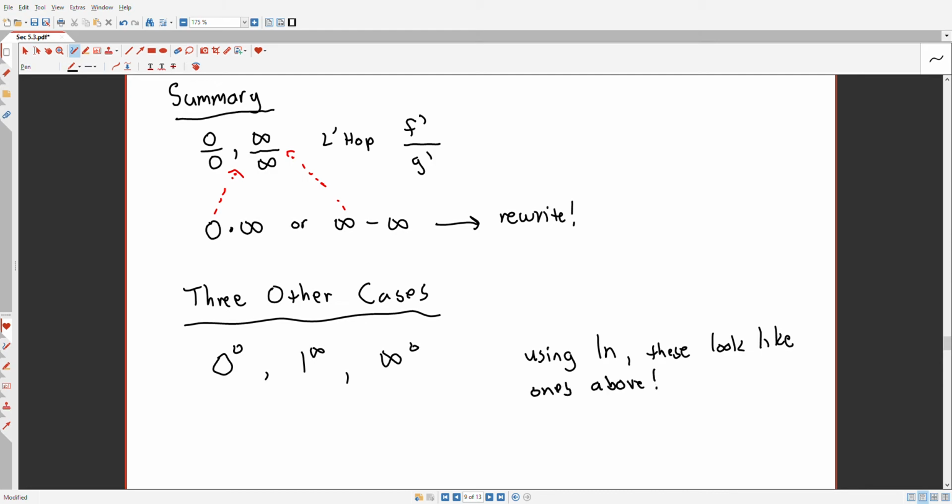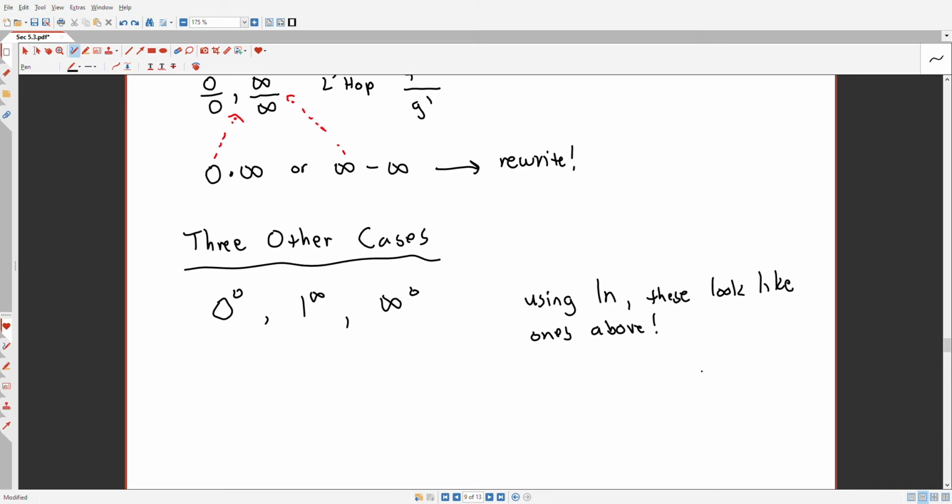So, these extra weird indeterminate forms, these tricky cases of 0 to the 0, 1 to the infinity, or infinity to the 0, if you first introduce a natural log, you'll be able to pull these tricky exponents down in front, and that'll make it look like one of these cases up above. So that's how we're going to proceed with these cases.